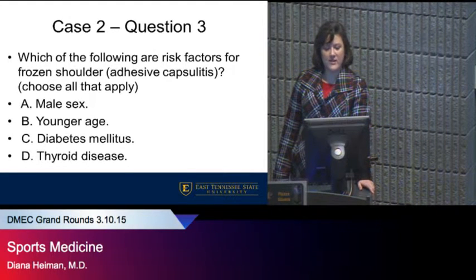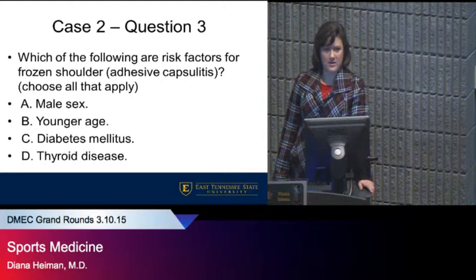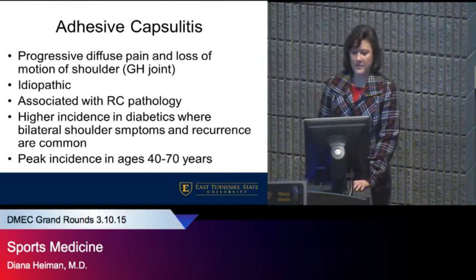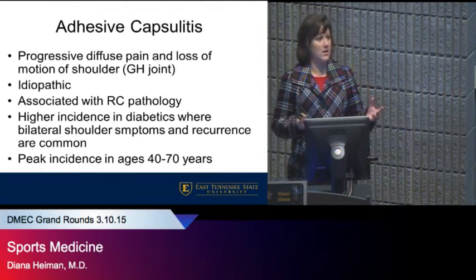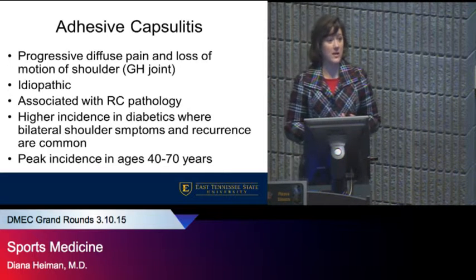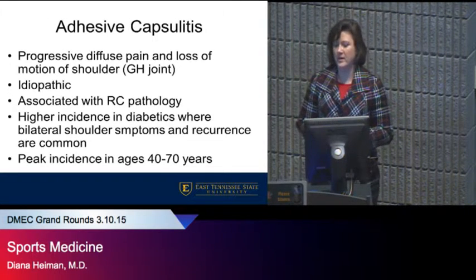Which of the following are risk factors for frozen shoulder? Male gender, younger age, diabetes, all right, thyroid disease. Okay, all right. So adhesive capsulitis is, we don't know what causes it. There is definitely an association with diabetes, and that's very well proven.